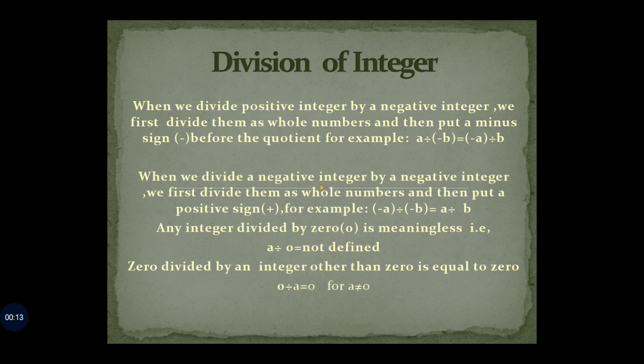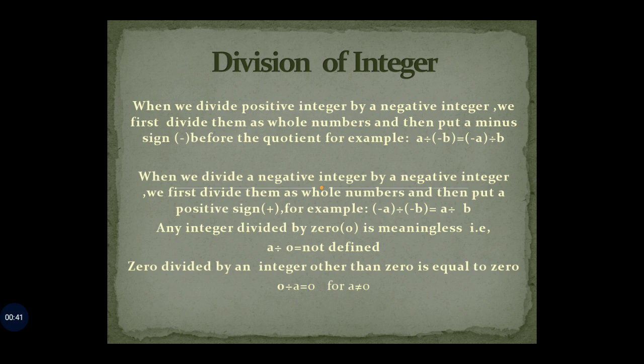First one, when we divide a positive integer by a negative integer, we first divide them as whole numbers and then put a minus sign before the quotient. For example, a divided by minus b gives you minus a divided by b, and the quotient has been put with a minus sign.